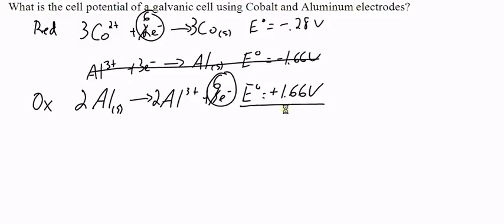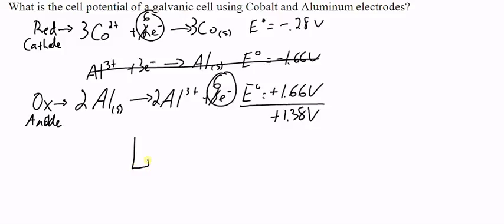So negative 0.28 plus 1.66 puts me at a value of positive 1.38 volts, and I have now a spontaneously discharging galvanic cell. Now, one more thing to remind you, the reduction half reaction, this one, is what's going to go into our cathode, and the oxidation half reaction, which is going to be this one, is what we're going to be writing up in our anode.